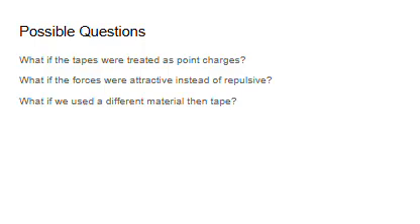And second, what if the forces were attractive instead of repulsive? The mathematical structure of Coulomb's law would remain about the same, but the direction of force would probably reverse. The magnitude would still depend on the charge size and distance. And third, what if we used a different material instead of tape? Different materials have different tendencies to gain or lose electrons. This would change how much the charge builds up and therefore change the resulting force.